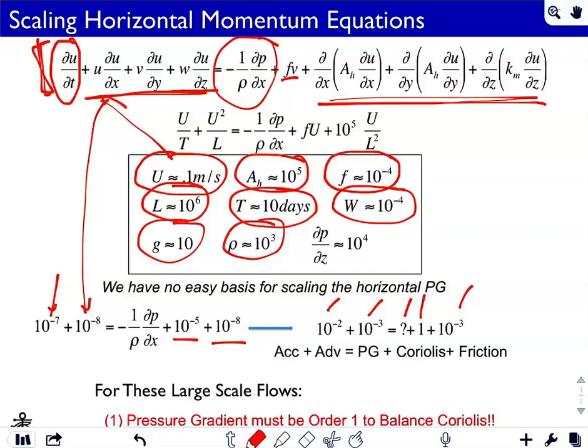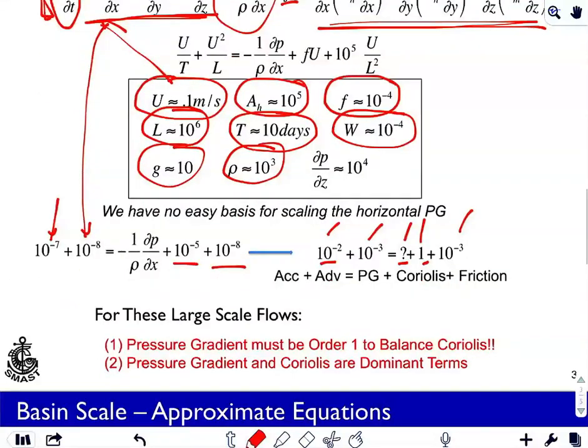So again, similar to the W momentum equation, we have a bunch of tiny terms, one large term, 100 times bigger than the next, and an unknown term. So for this to balance, that question mark term, the pressure gradient, has to balance the order one term, which is the Coriolis. So that tells us that the pressure gradient must be order 1, balanced by Coriolis.